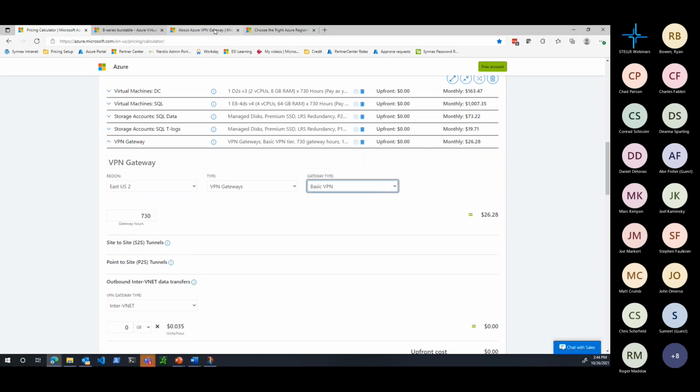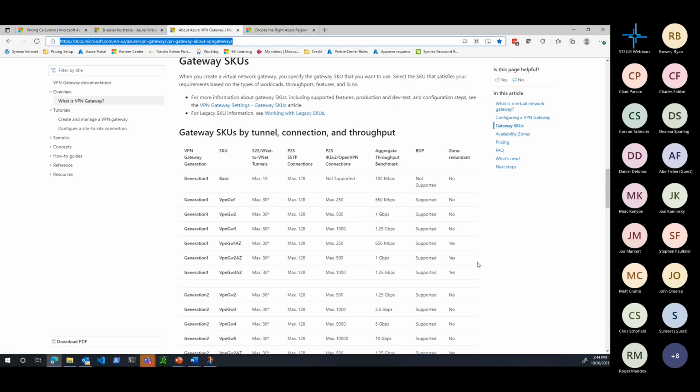Well, again, let's go back to our documentation. What does our documentation say? The Basic gateway can only have 10 site-to-site VPN tunnels and a max of 128 point-to-site SSTP connections. We cannot do point-to-site with IKEv2 or OpenVPN connections, and we only get 100 meg throughput, no BGP support, and no zone redundancy. That's what the AZ stands for, zone redundancy, so we won't talk about that unless that's something you need.